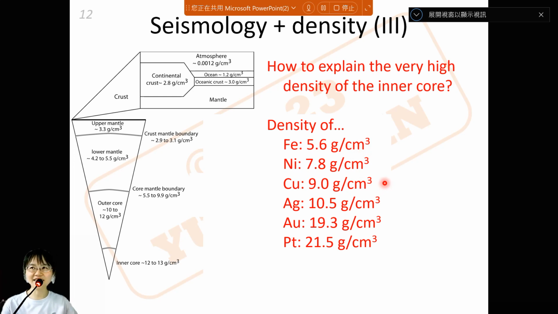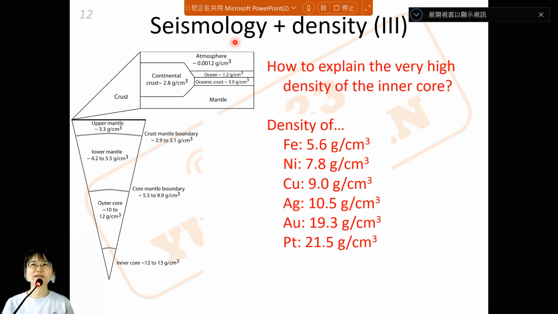Exactly. The density that you know from the periodic table is the density at 1 atmospheric pressure. Density is not always constant. If you change the pressure, the density will also change. That's a reason why the density you know at 1 atmospheric pressure cannot explain the density derived from seismology.